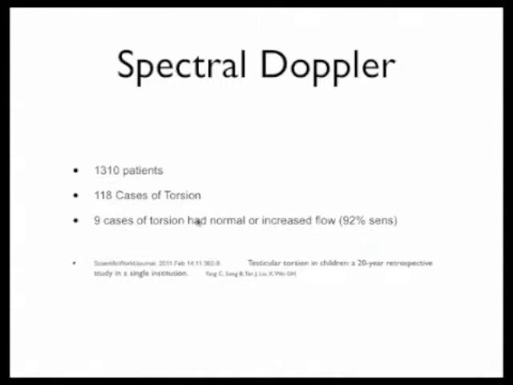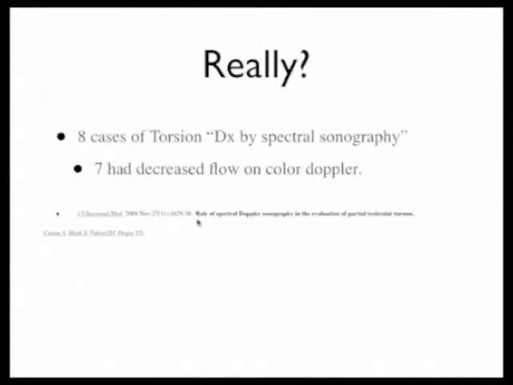I really couldn't find any studies, though, looking at how much it actually does increase your sensitivity and specificity with spectral Doppler. I found this study in the Journal of Ultrasound in Medicine entitled The Role of Spectral Doppler in the Evaluation of Partial Testicular Torsion. They were talking about 8 cases where they, quote-unquote, diagnosed the torsion by spectral sonography. But if you read the paper more, 7 of those actually had decreased flow on color Doppler. It was just obvious once they did spectral Doppler.